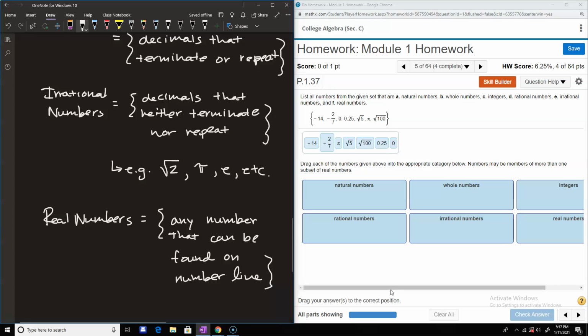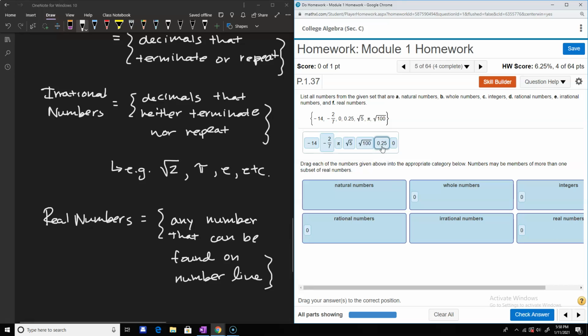Okay, so let's go ahead and look at this. Basically, we want to pull these numbers and see what groups they belong to. So if they're in the group, we want to pull them in there. So 0, we know that's a whole number. That's an integer. It's a rational number. You could think of it as a fraction, like 0 over 1. It's not going to be an irrational number, though, because that does terminate. And it will be a real number. Okay, so we've got 0 done.